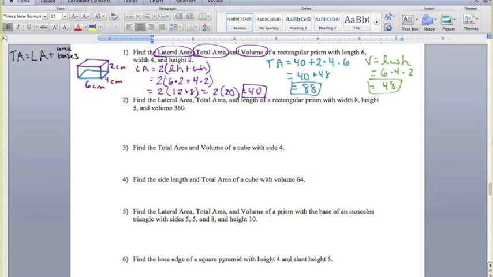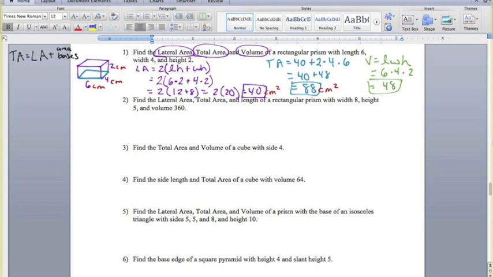So let's say that all of our length, width, and height were measured in centimeters here. What kind of a unit would we have on our lateral area? Centimeters squared. It's still an area. So in the last chapter we talked about how area is square units because it comes from multiplying 2 of the dimensions together, a length and a width or a length and a height. Right? So area is still a squared unit. So then total area would also be a squared unit.